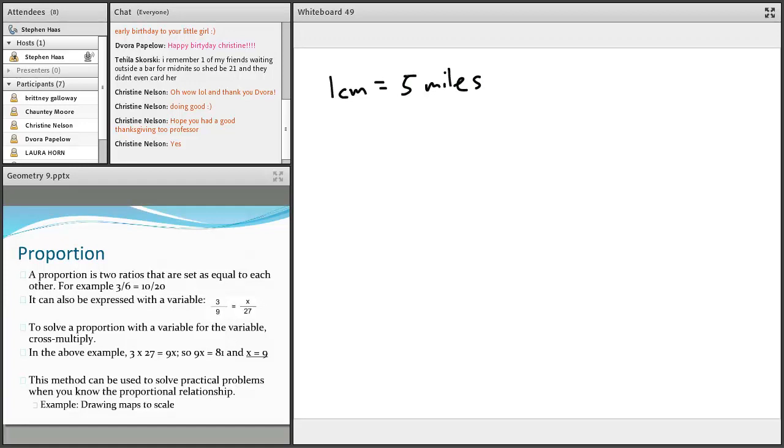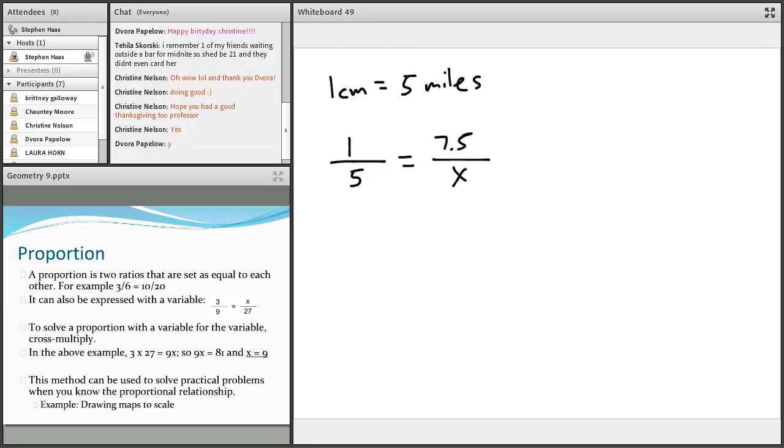7.5. But from a proportion perspective, 1 centimeter is to 5 miles as 7.5 centimeters is to x miles. Do you see why that is? That is the proportion that applies in this case. 1 is to 5 because 1 centimeter is to 5 miles, as 7.5 centimeters is to x miles. And there you would cross multiply. 1 times x is x, and 7.5 times 5 is 37.5. So you're 37.5 miles away.